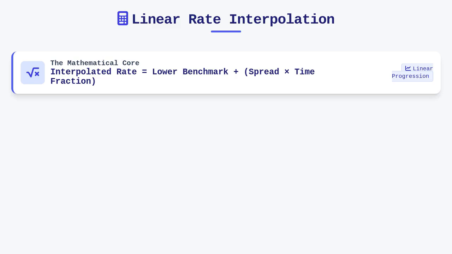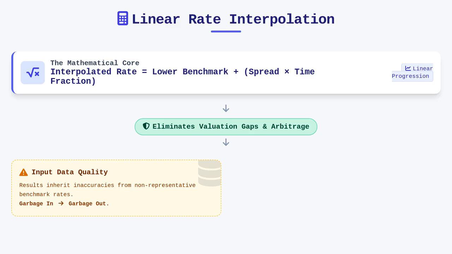Mathematically, the formula follows a standard linear progression where the interpolated rate equals the lower benchmark rate plus the product of the rate spread and the time fraction. By maintaining this consistent straight-line approach, you effectively eliminate valuation gaps that would otherwise permit arbitrage opportunities between standard and off-tenor instruments.